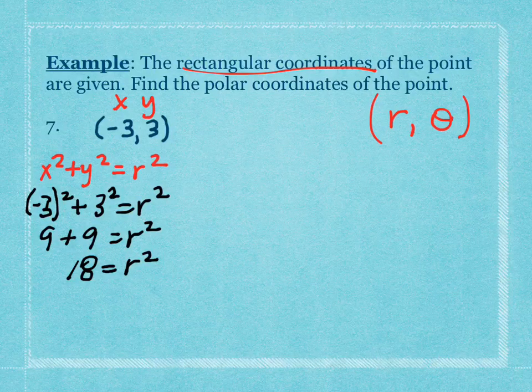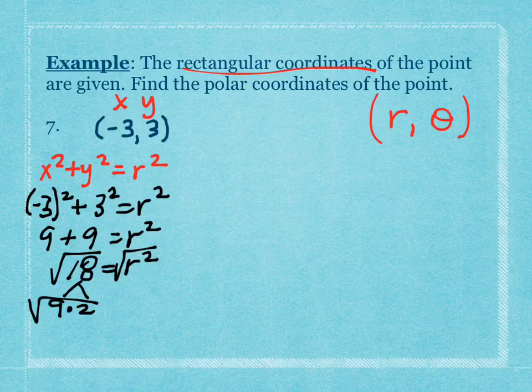Be careful. I'm not asked for r squared. I need to find r, which means I need to square root. And it is not okay to leave this as square root of 18. 3 squared 2. Right. This is 9 times 2 underneath a square root, right? So this is actually 3 square roots of 2 for r.